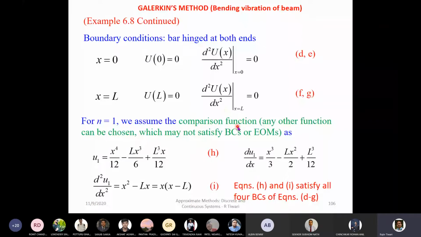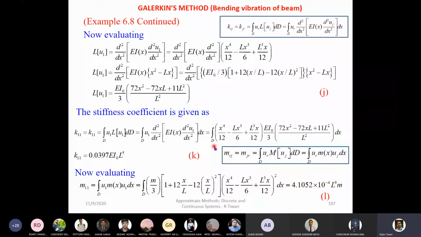And the comparison function, as we chose for the previous method also, is here. We already checked that it satisfies all 4 boundary conditions. So there is nothing new in this function. The same thing is there. Now we need to calculate the coefficients using the Galerkin method.